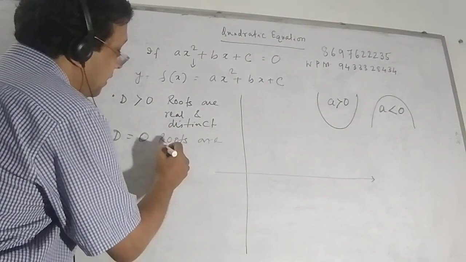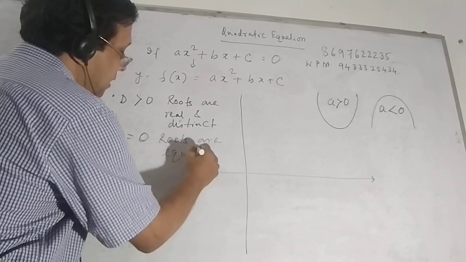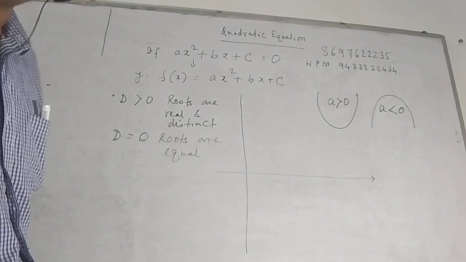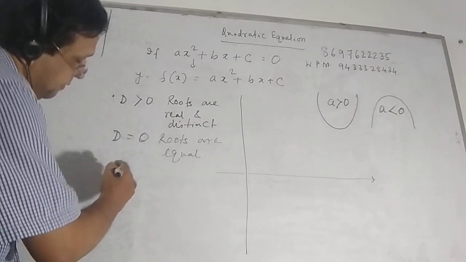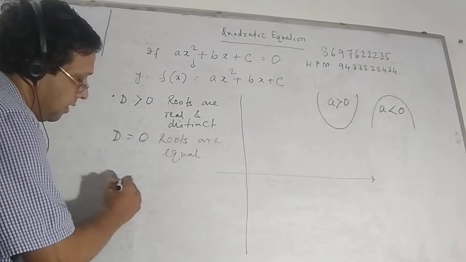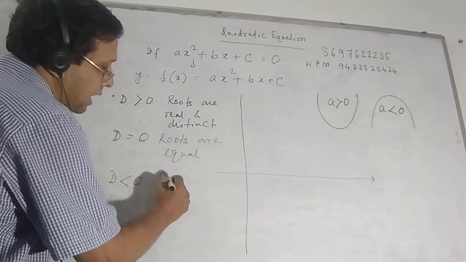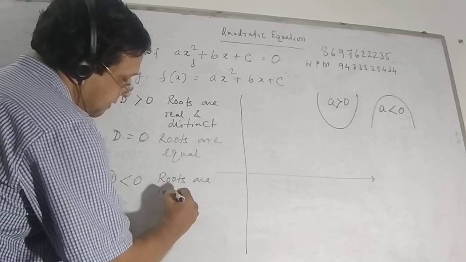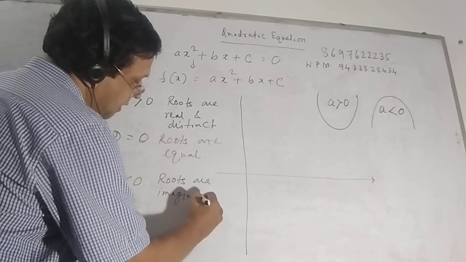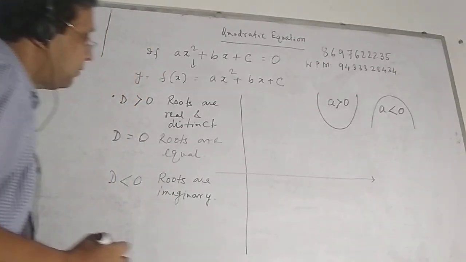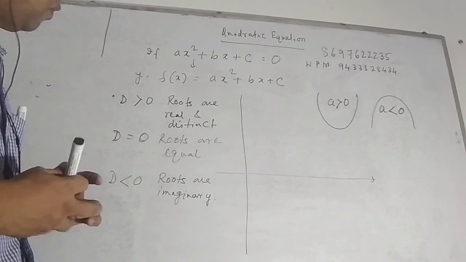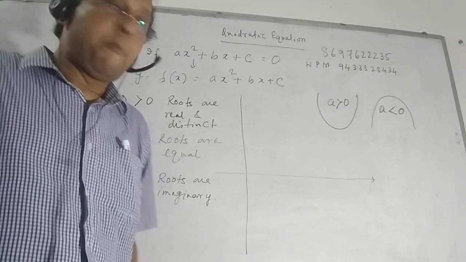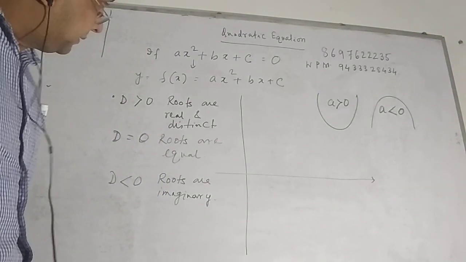Roots are equal. If the roots are negative, the discriminant is negative, all of us know the roots are imaginary. So basically, I would like to concentrate on these three concepts while I am trying to teach you the shape of this parabola and the relevant questions.